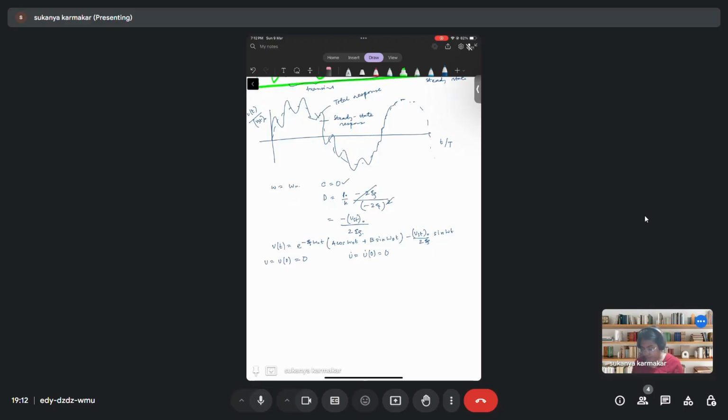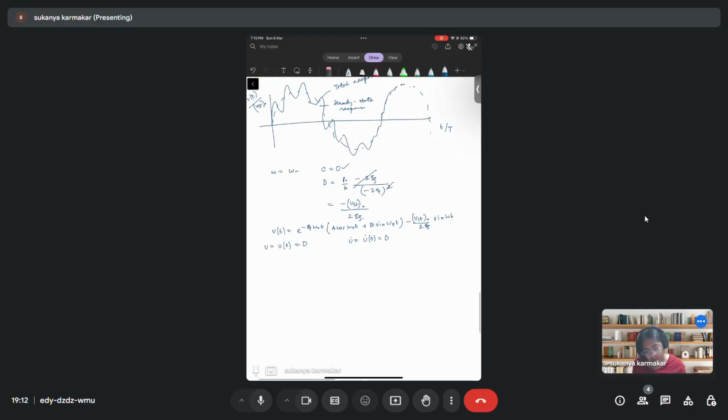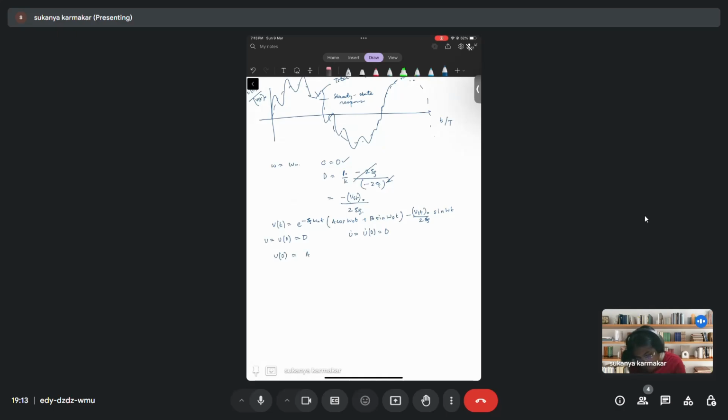Okay, let's try to do this. 0 is equal to, e to the power 0 is 1, so anything to the power 0 is 1, then you are left with a. Here you have u st naught by 2 zeta sine omega n t, so this is 0.